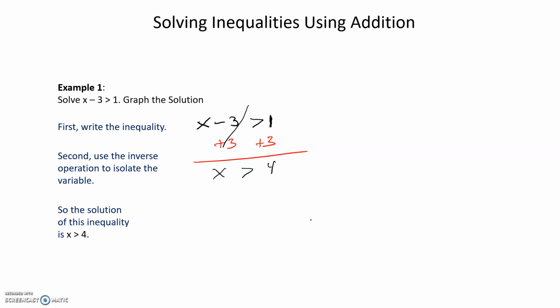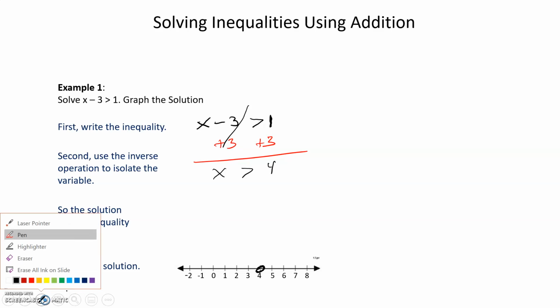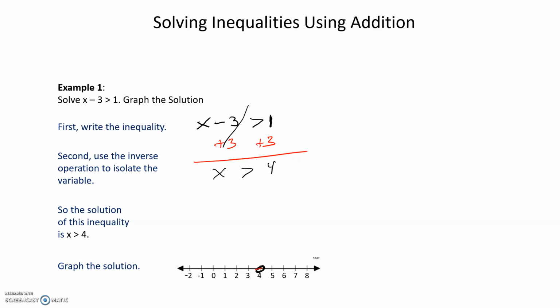All right, so now I'm going to graph the inequality. The solution is x is greater than 4. I'm going to find 4 on my graph and use an open circle because x cannot be 4. But x is greater than 4, so I'm going to shade to the right of my circle. So x is greater than 4, not 7.